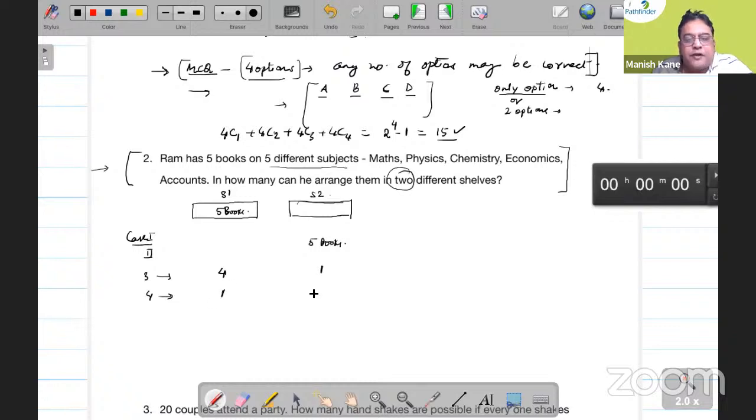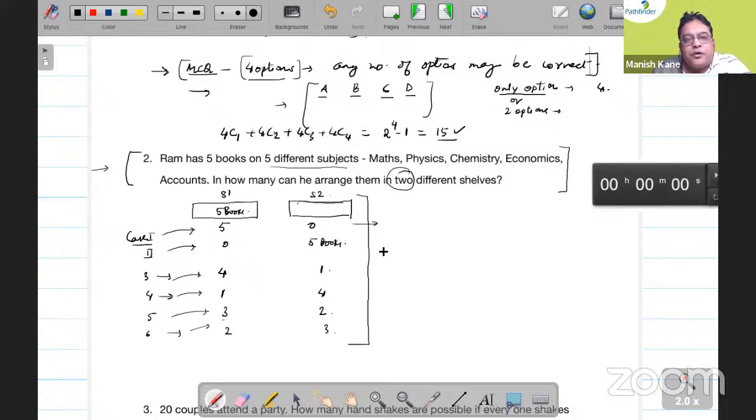Or you can have 1 book on shelf 1 and 4 books on shelf 2. Correct? Or you can have 3 books on shelf 1 and 2 books on shelf 2, or you can have 2 books on shelf 1 and 3 books on shelf 2. There is no other way of distributing books in shelves. So 5 0, 0 5, 4 1, 1 4, 3 2, 2 3, and these are all OR cases, right? Either you can have case 1 or case 2 or case 3 or case 4 or 5 or 6, and therefore for each case whatever answer you get, you will add them up.